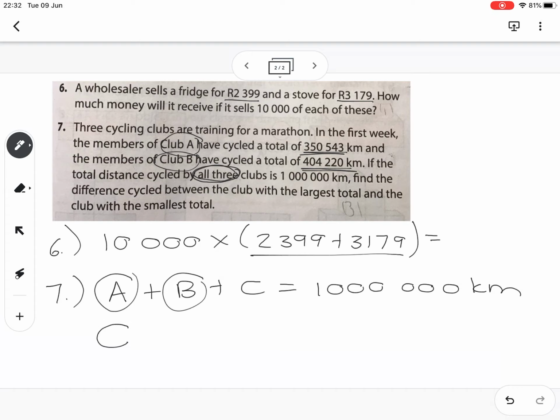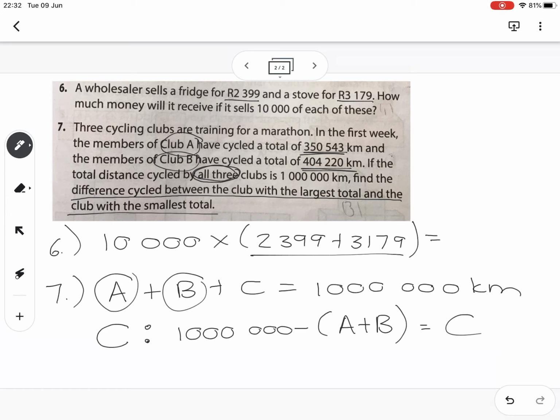So to work out C, I firstly need to say this 1 million that they all did in total. When I subtract A and B's amounts from the 1 million, I'm going to get C. Okay? Then I'm ready to find the difference between the club with the largest total and the smallest, because only once I know what C is can I say, okay, maybe A is the biggest and C is the smallest, then I do a minus sum between the two. But for you to find the difference between the largest and the smallest, it means you need to do a minus sum. But you firstly need to figure out what C is so that you can compare A, B, and C to find the smallest.